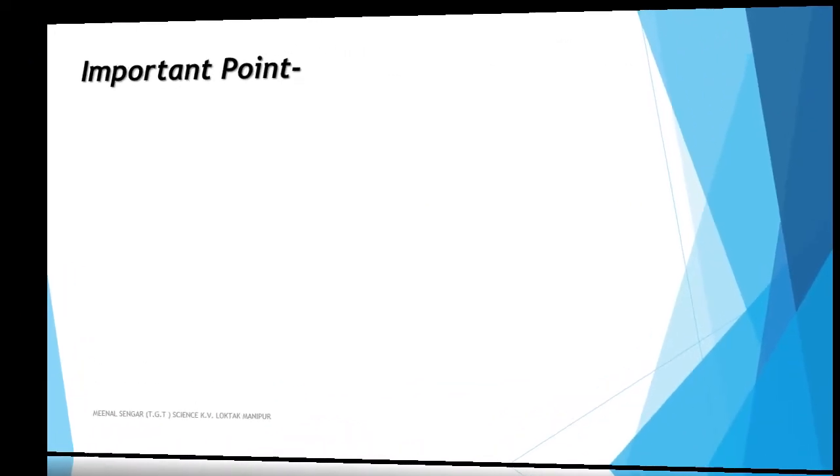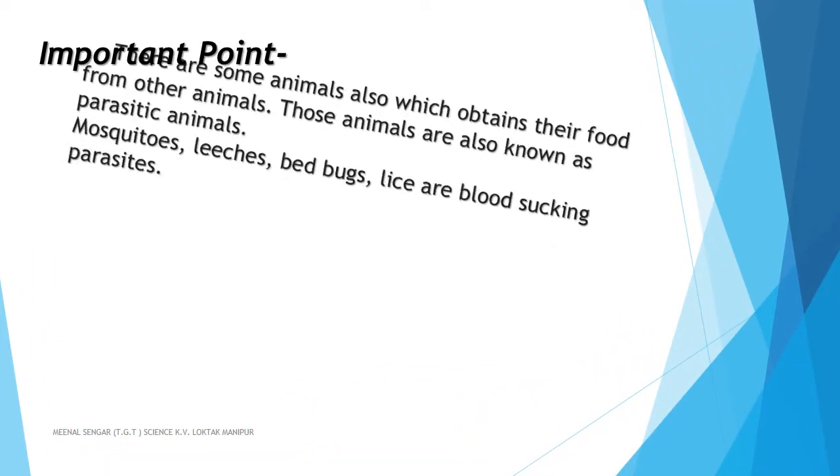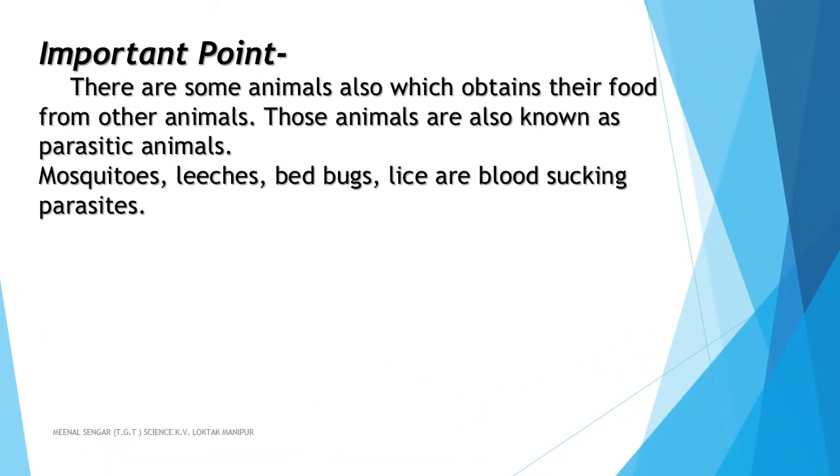This is the important point which you have to note: there are some animals which obtain their food from other plants. Those animals are known as parasitic animals. Like parasitic plants, these animals also depend on other animals for their food and for their shelter. That means they live on that other animal and they obtain their nutrition from that other animal.